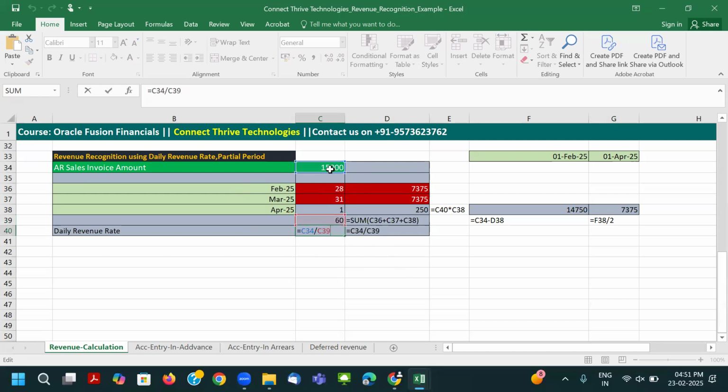So the total invoice amount is 15,000 and the number of days for the plan is 60 days. If you divide the total invoice amount by the number of days, the per day revenue rate comes to 250. So 1 into 250 per day, the amount is 250 only because it's one day. Now this 250 amount we will deduct from our total invoice amount. Here, for April, we have the total invoice amount of 15,000. It's actually the third month, but it is deducted in the first month itself. So the remaining amount is 14,750.